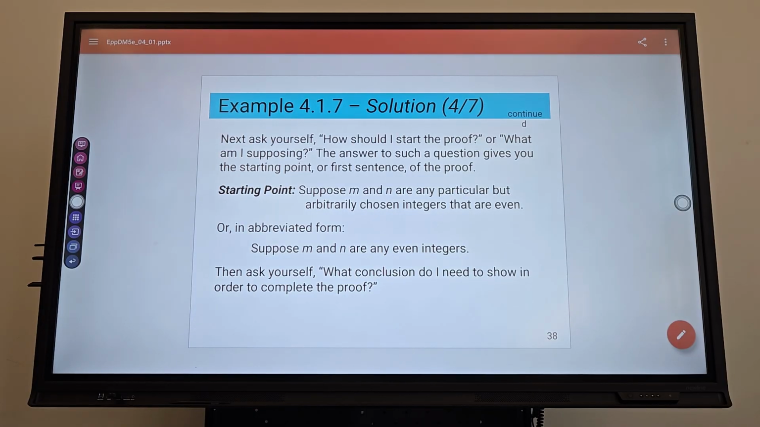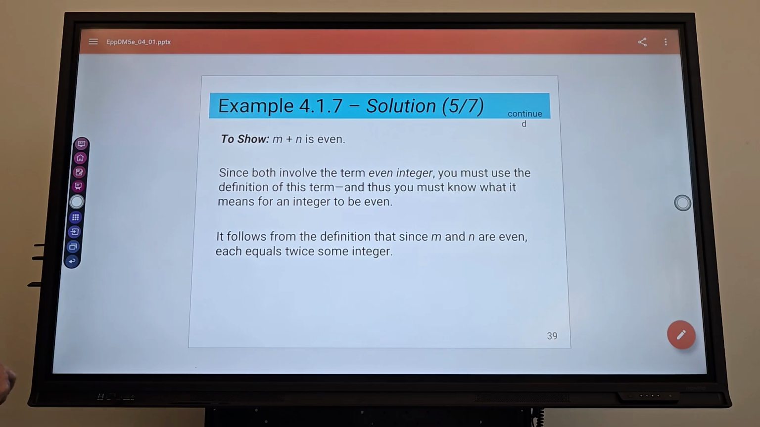Next, ask yourself, how should I start the proof? Starting point: suppose m and n are particular but arbitrarily chosen integers that are even. Then ask yourself, what conclusion do I need to show? M plus n is even. Since both involve the term even integer, you must use the definition of this term, and thus you must know what it means for an integer to be even. It follows from the definition that since m and n are even, each equals twice some integer.